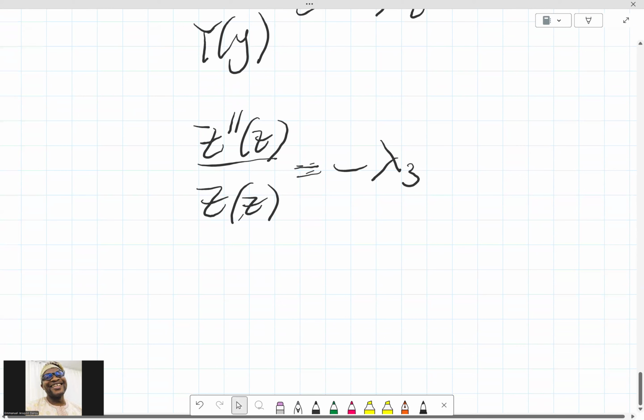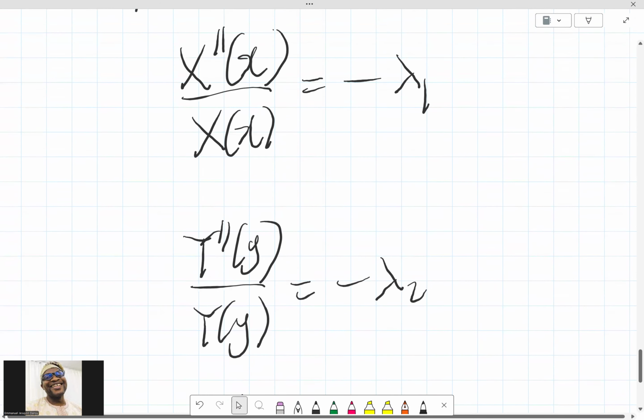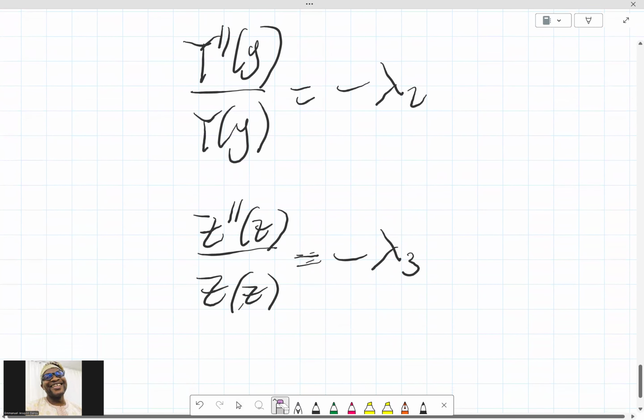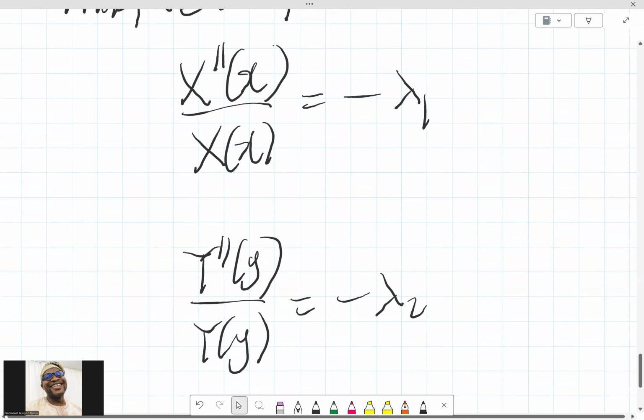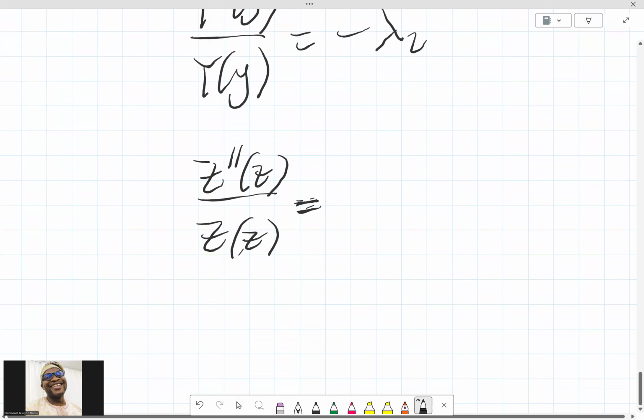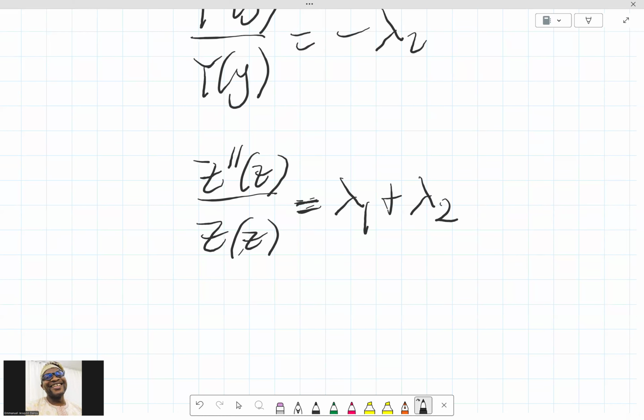So, okay, first one we have minus lambda 1, second one we have minus lambda 2. For this one, let's have it as lambda 1 plus lambda 2. So first one is minus lambda 1, second one is minus lambda 2. For this, I think it will help us simplify in the future. So we have lambda 1 plus lambda 2, instead of just minus lambda 3.